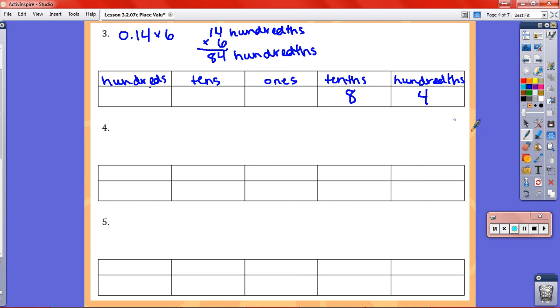And when we're dealing with place value, where does the decimal belong? Well, it belongs between the ones and the tenths, always between the ones and the tenths. So we have no ones, we have 8 tenths, and we have 4 hundredths, or 84 hundredths.